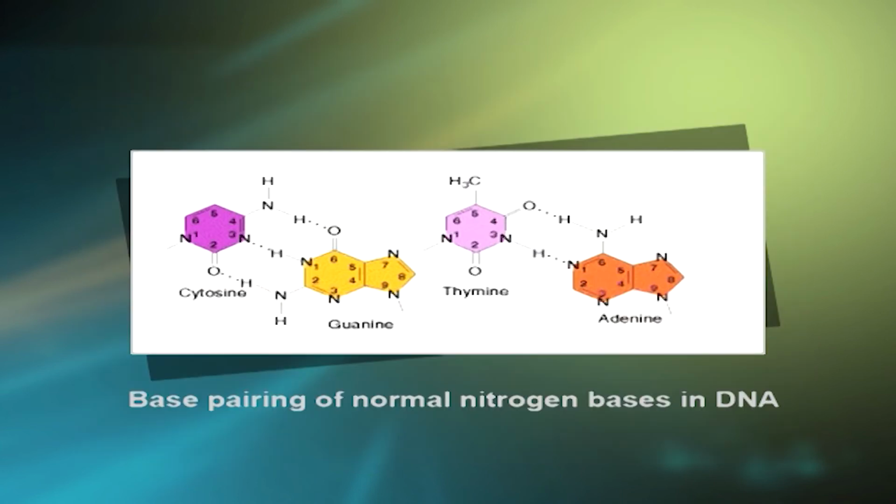The structures of the bases as shown in this figure are the most common, stable forms in which adenine always pairs with thymine and guanine always pairs with cytosine. Here in this figure you can see the base pairing of normal nitrogen bases in DNA.